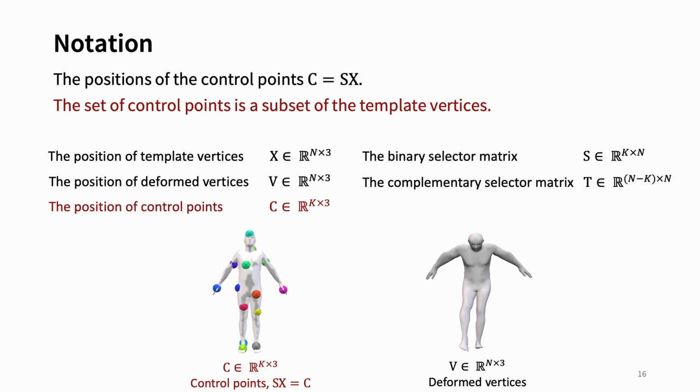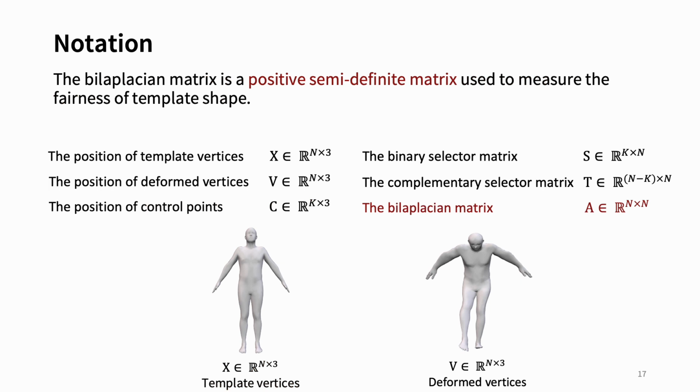C denotes the position of the control points. We can calculate C by multiplying S and X. Note that the set of control points is a subset of the template vertices. A is the Laplacian matrix, which is a positive semi-definite matrix used to measure the fairness of X.